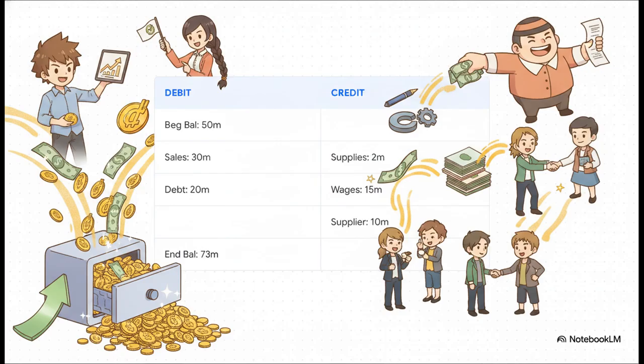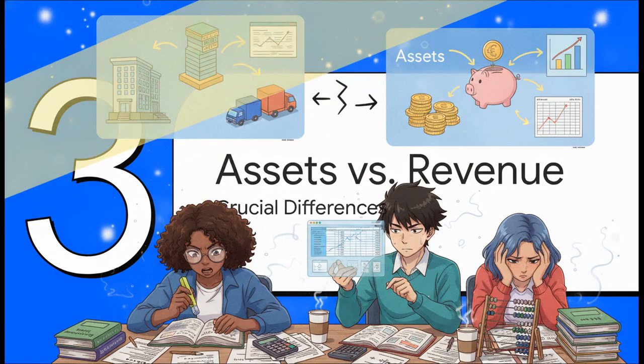Over the month, money physically comes in, right? 30 million from sales and 20 million from a customer paying off their debt. We toss those into the left side, which increases the balance. But obviously, we also have bills to pay. So we reach into the right side, the credit side, and take out 2 million for office supplies, 15 million for workers' wages, and 10 million to settle a supplier debt. If you add up the left side and subtract what we took out on the right, you are left with a final ending balance of 73 million dong still sitting safely in the drawer. Makes sense, right?